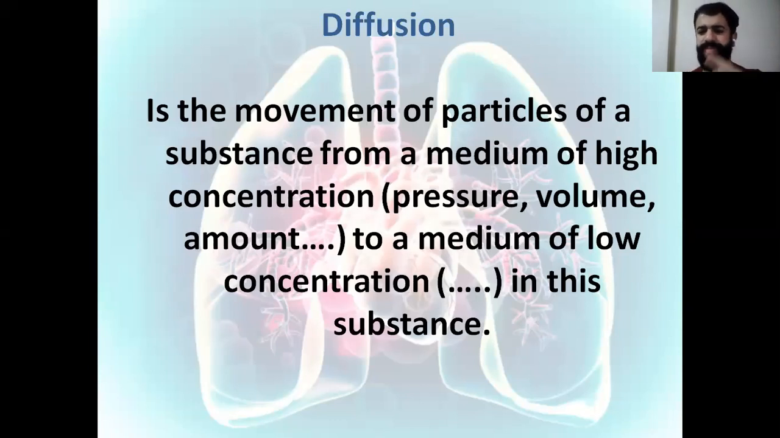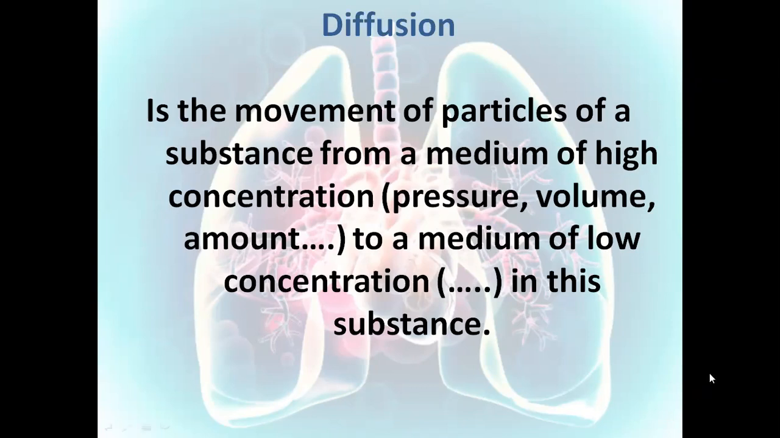Let's give it a small example. We have two grades, grade 7 and grade 8. In grade 8, for example, we have 8 students. And in grade 7, we have 100. So the students in grade 7 will move toward the class containing a low number of students. This process, whenever it occurs inside our body, we call it diffusion. So diffusion is the movement of particles from a medium containing high concentration or high number of this substance to a medium containing low concentration or low amount of this substance. So this is what we call diffusion.